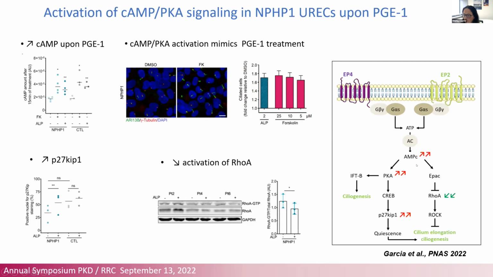Another effect of cyclic AMP-PKA is the decrease of RhoA and activation of RhoC, which is also known to block cilia elongation and ciliogenesis. Here we show that the treatment decreases RhoA activation and RhoC inhibition. So this is the mechanism we highlight in the UREC cells.